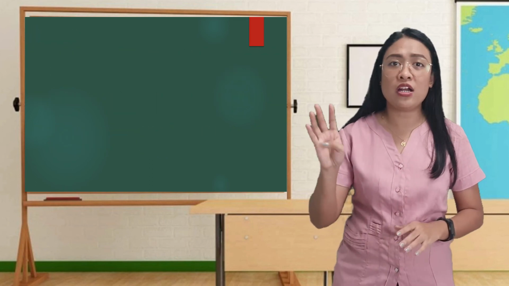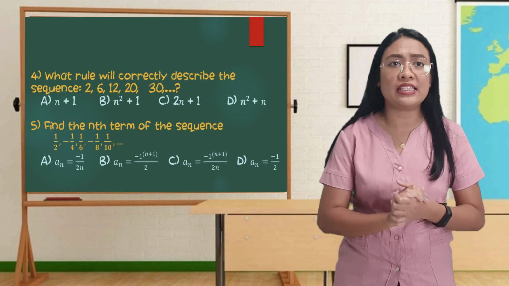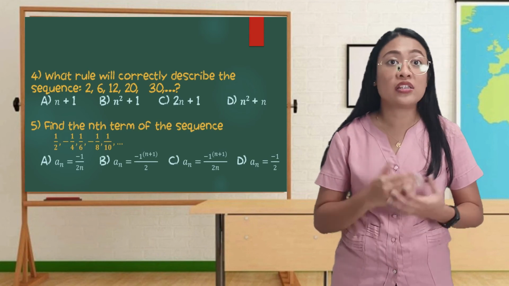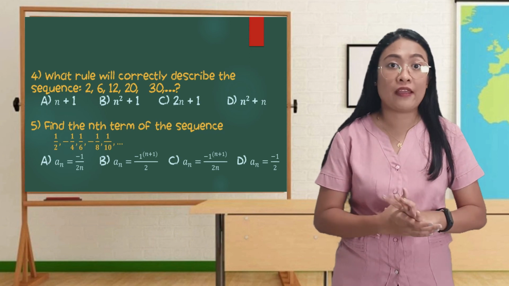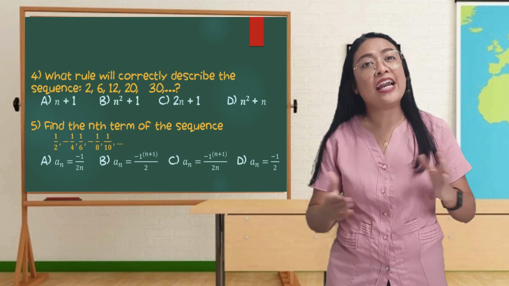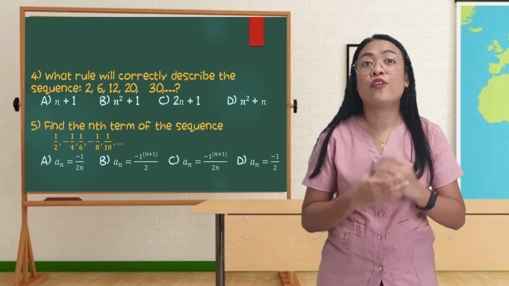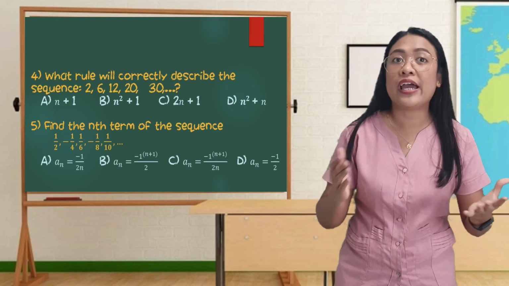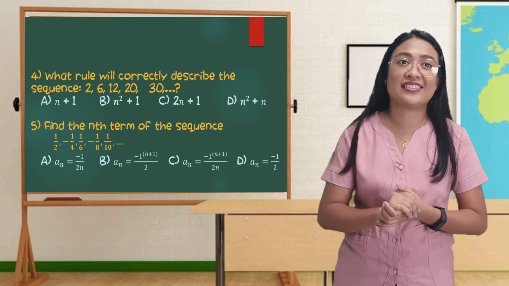For number 4, what rule will correctly describe the sequence 2, 6, 12, 20, and 30? For letter A, n plus 1. For letter B, n squared plus 1. For letter C, 2n plus 1. And for letter D, n squared plus n.